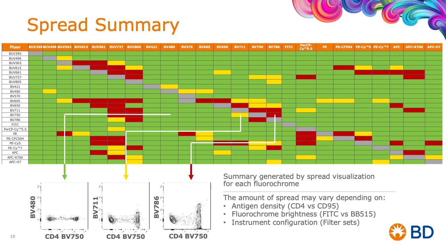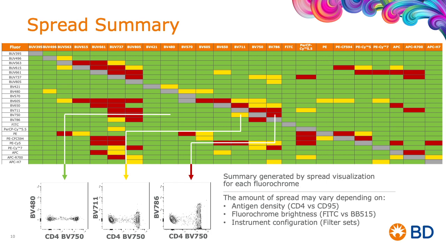If we keep going to the right, we'll find the yellow box. This is BV750 into BV711. And you can see the corresponding plot where you can appreciate that the positive population has a little bit more background and spread into the BV711 detector as compared to the CD4 negative population. Now you move to the red box, and that would be BV786, and you can appreciate a corresponding plot where the spread is much more significant, much more obvious, and that can have a major impact on resolution. So this is just an example of how we have generated a matrix like this by visualizing spread.